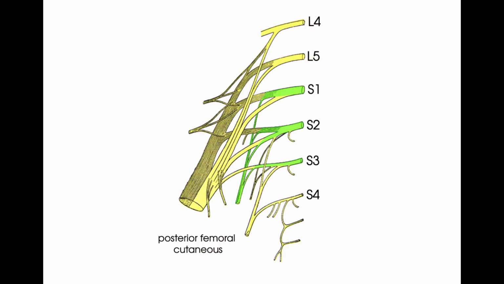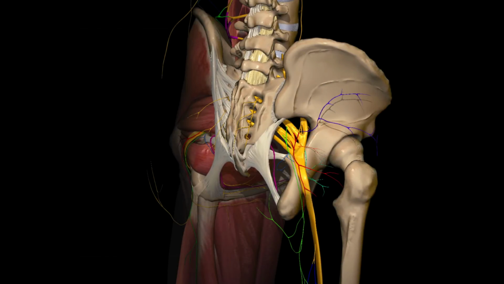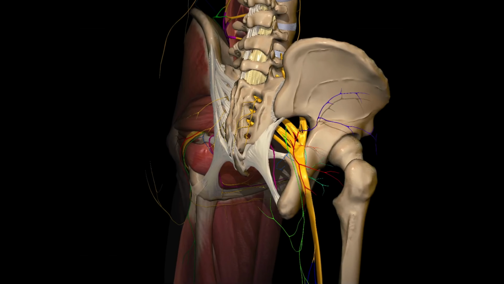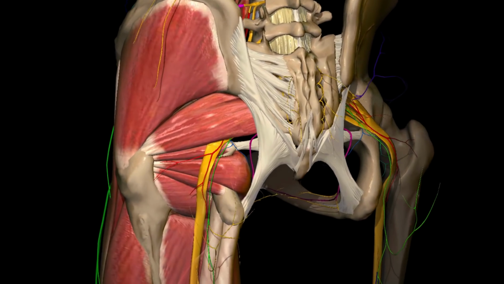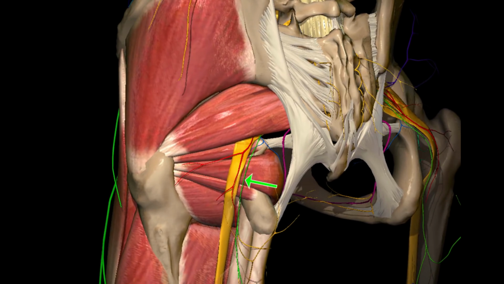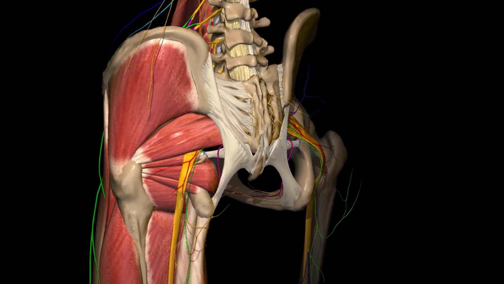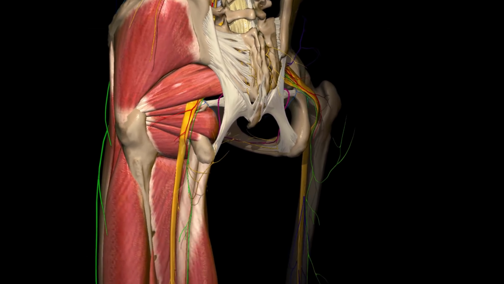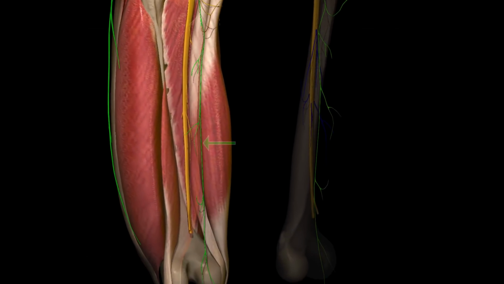The posterior femoral cutaneous nerve originates from spinal nerve roots S1, S2 and S3. The posterior cutaneous nerve of the thigh leaves the pelvis via the greater sciatic foramen, entering the gluteal region inferiorly to the piriformis muscle. You can see it highlighted in green colour on this model. It descends deep to the gluteus maximus and runs down the back of the thigh to the knee.